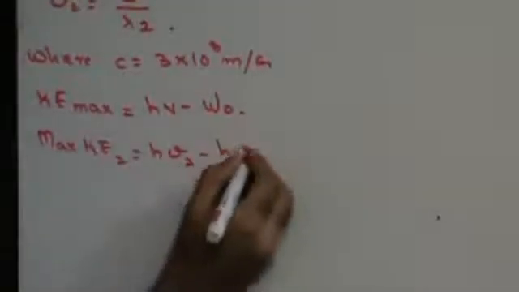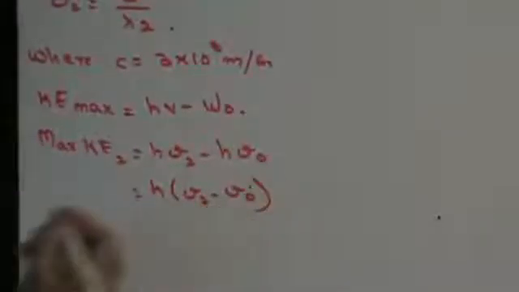So in that case, I'm going to ask you to find the maximum kinetic energy of the photoelectrons, KE max. Max kinetic energy is nothing but hv minus work function. So max KE2 is hv2 minus hv0. v2 we have already found out here, so this is h(v2 minus v0), right? We get this thing here.